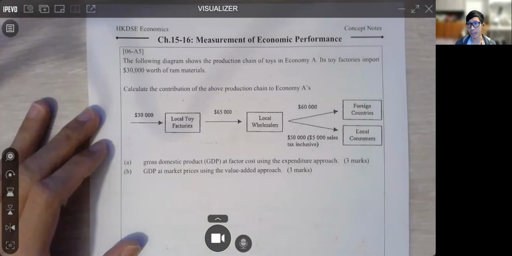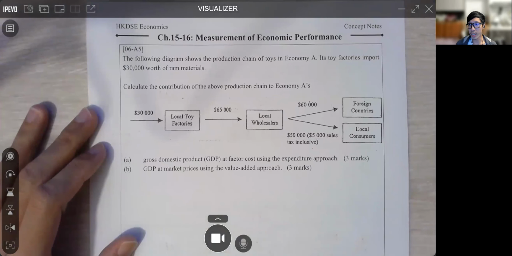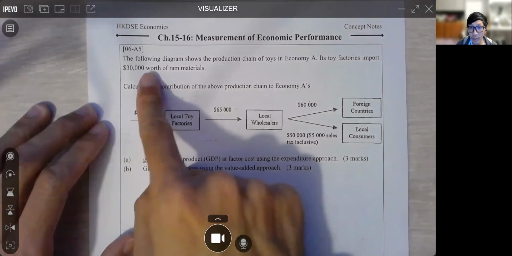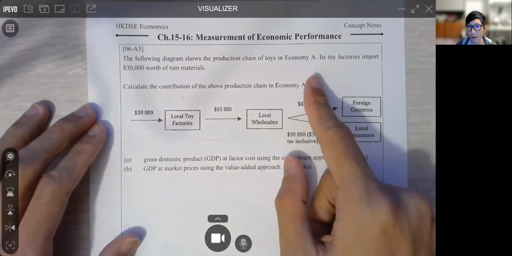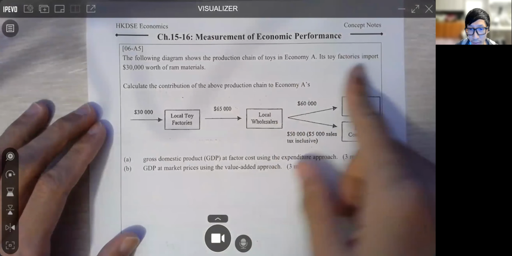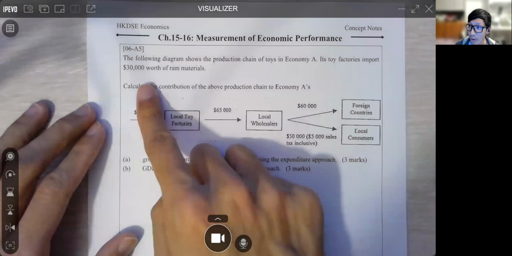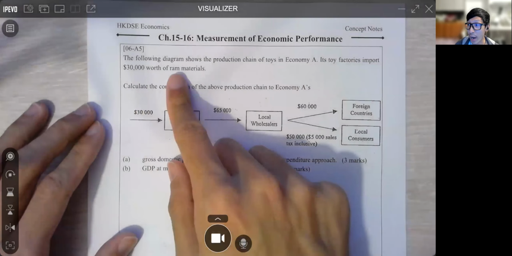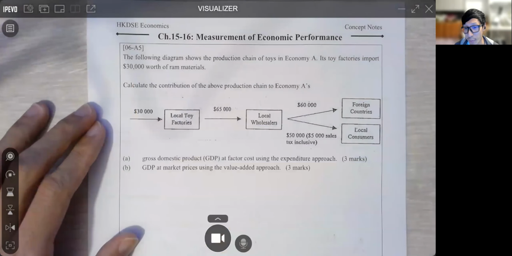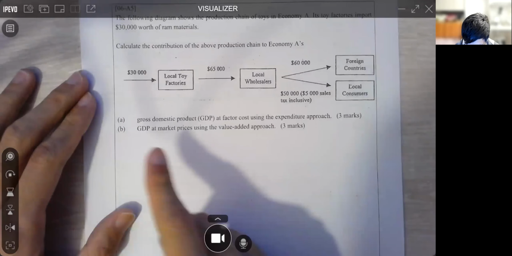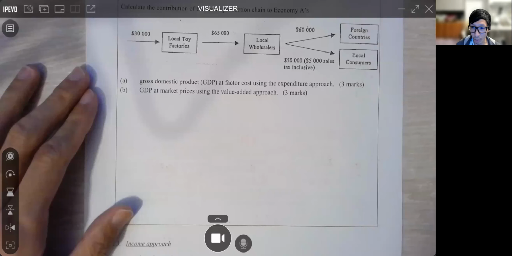Here, now this question, we cannot fully answer this question yet. 我哋咧未答得晒呢一條題目啊，好嘛？好，嗱 let's see. The following diagram shows the production chain of toys in A. Import, okay? Import 嗱記住啦。Import, therefore we start a raw material, not RAM material, okay? We start with 30K here, okay? Now, let's do value added approach first. 我哋未學 expenditure，我哋先做 value added 先 okay?